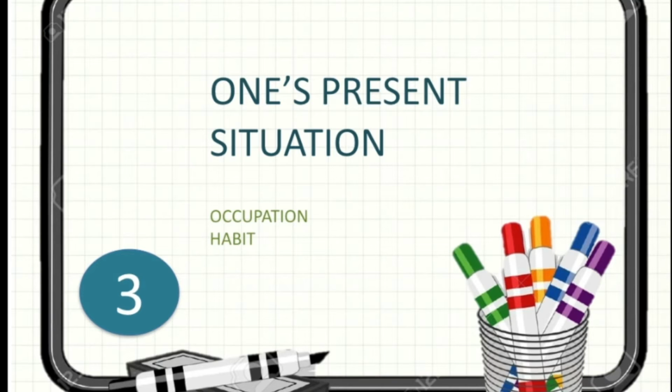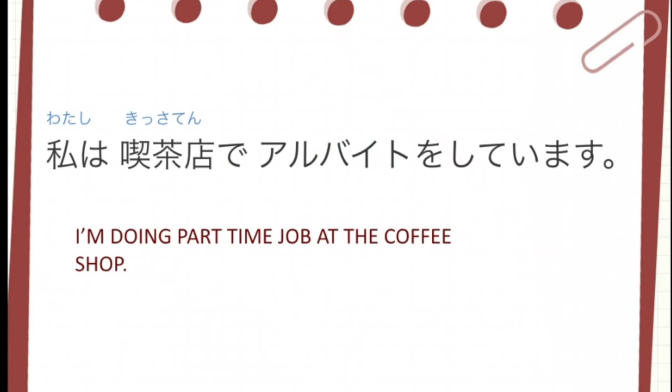It is used to state one's present situation. It could be an occupation or habit. Example, Watashi wa kissaten de arubaito o shite imasu. I'm doing a part-time job at the coffee shop.